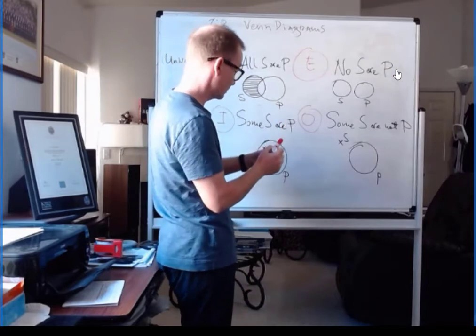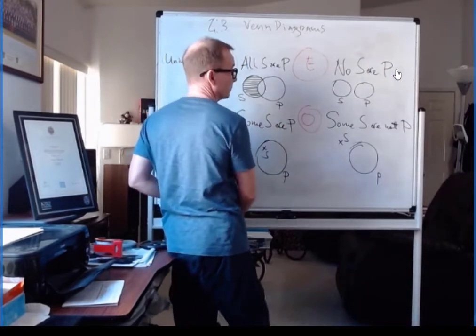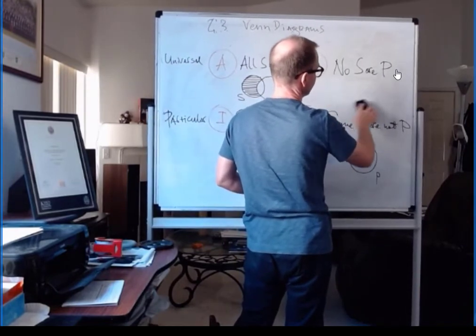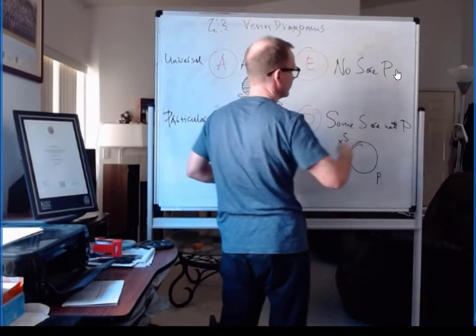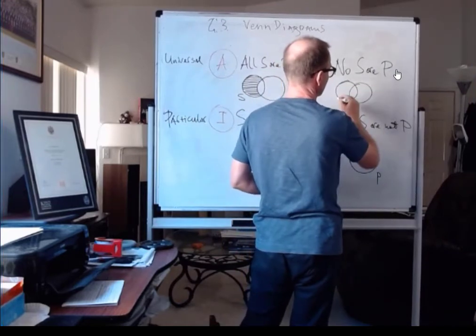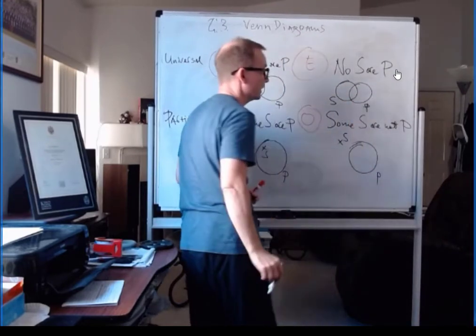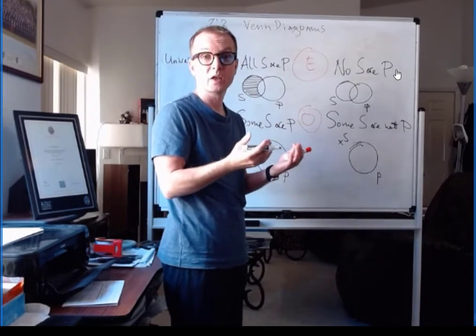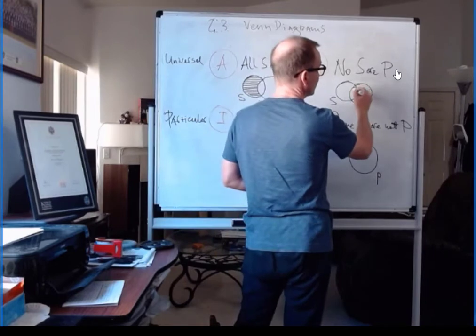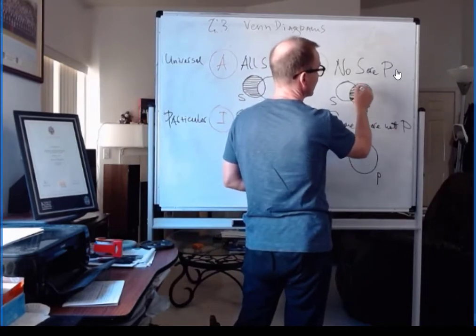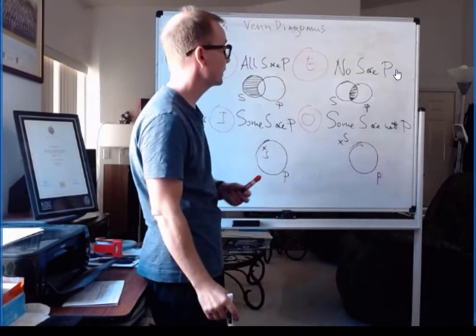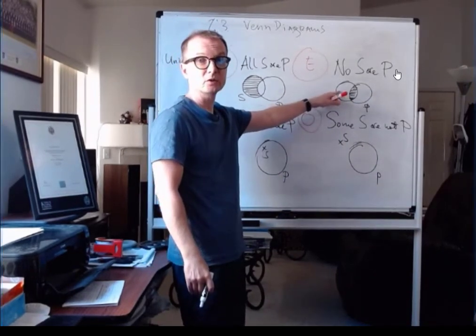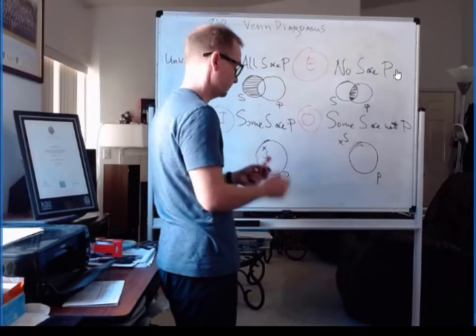Equally in this case, we again have to start with the same two circles overlapping each other. But now we have to show that there's no common area. How do we do that? Well, we just block out the middle part, the overlapping part. We block it out, showing that there's nothing there. Again, is there something here? We don't know. That's all it tells us. We don't know if there's something here.